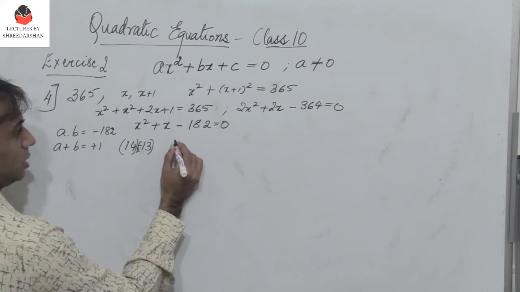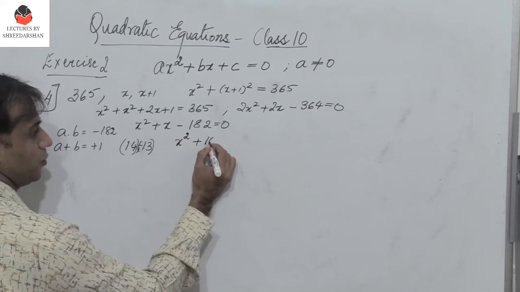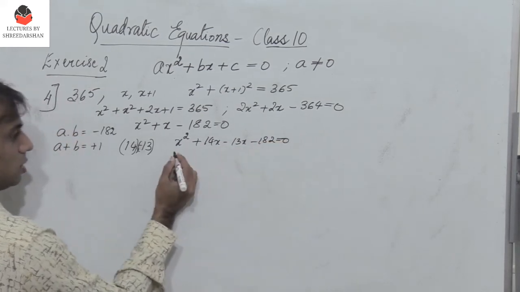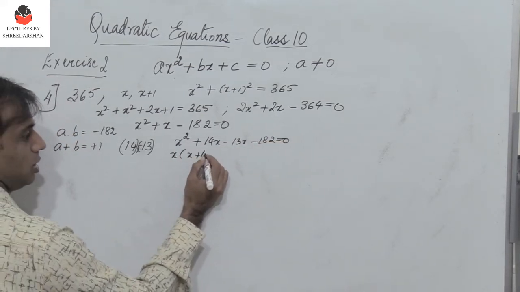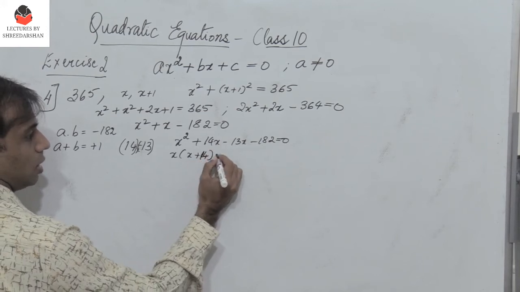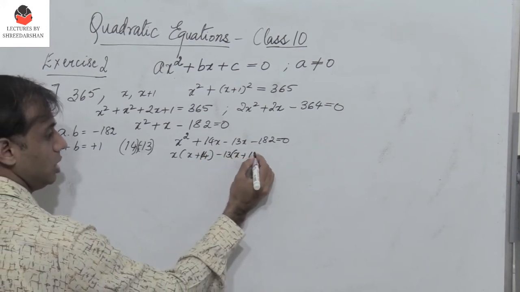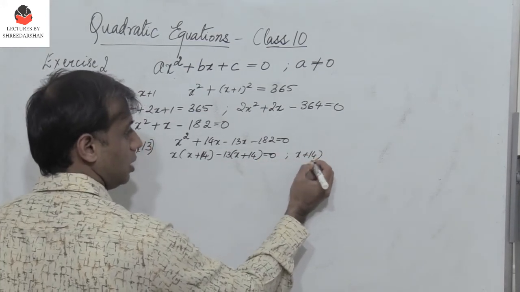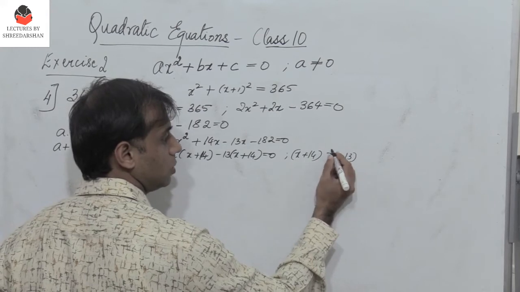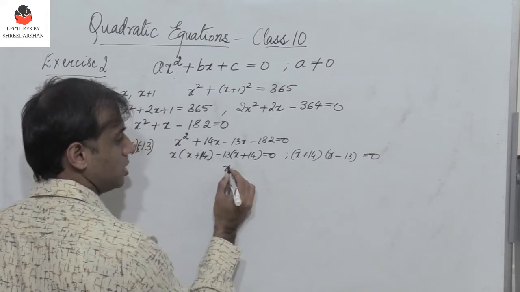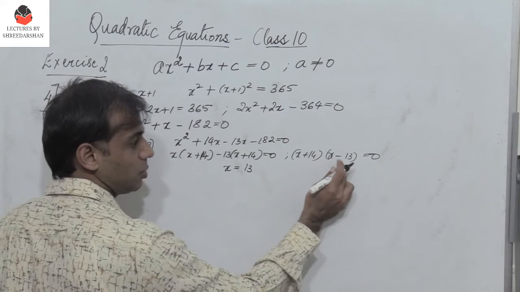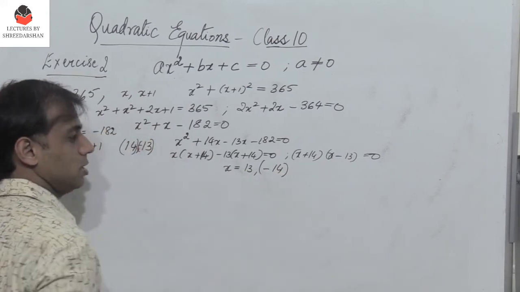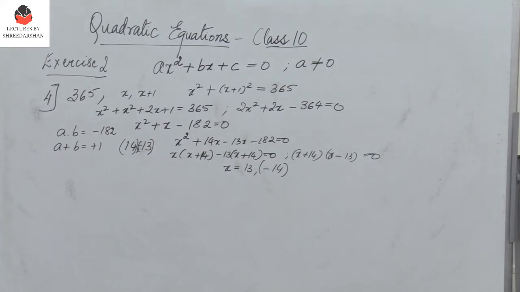Alright, so here I have x square plus 14x minus 13x minus 182 equal to 0. So we have x into x plus 14 minus 13 into x plus 14 equal to 0. So this gives us x plus 14 into x minus 13 equal to 0. So the numbers are x is equal to 13, minus 14. I equate each of them individually to 0.